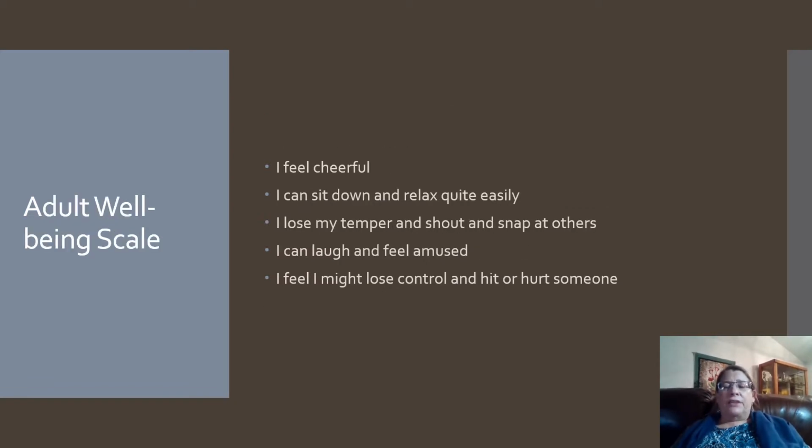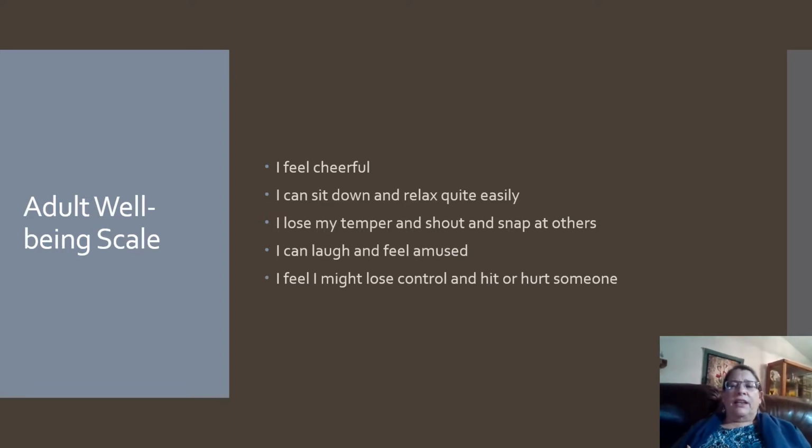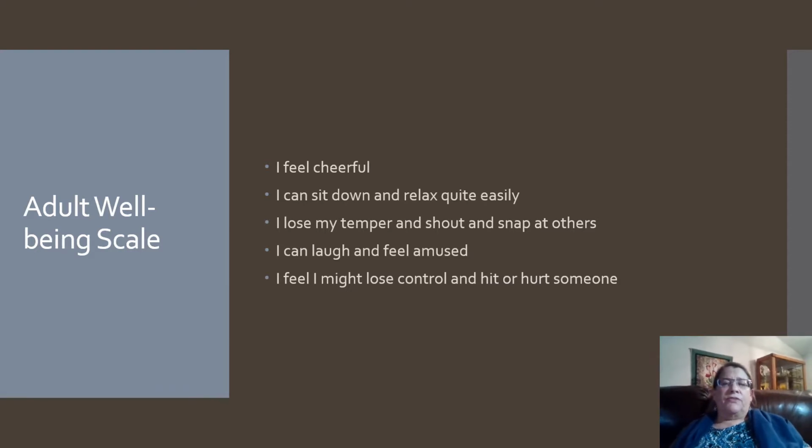Another scale that's very nice is called the Adult Well-Being Scale, and this is basically looking almost like a Likert scale of 1 to 5. I feel cheerful. I can sit down and relax quite easily, or I lose my temper and I shout and snap at other people. I can laugh and feel amused. I feel I might lose control or hit or hurt someone. So the Adult Well-Being Scale is another thing that you can add to your assessments.